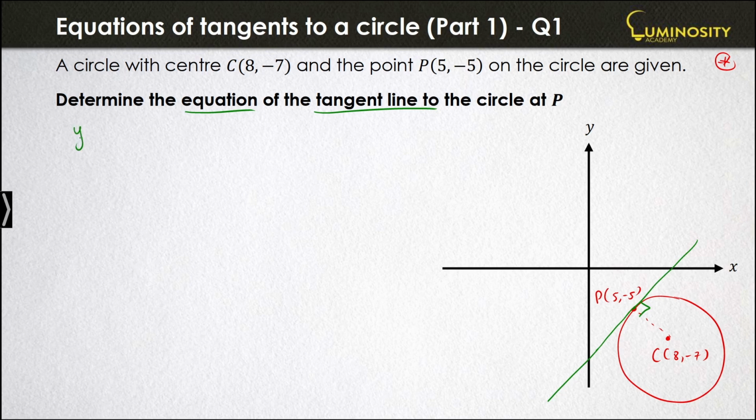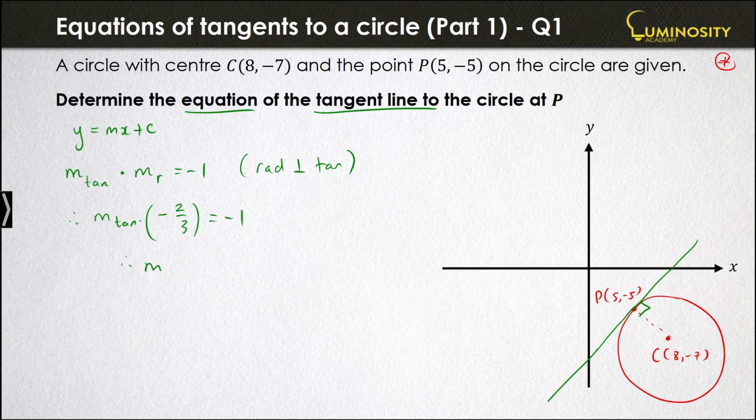So to find the equation of this line, y = mx + c, the tangent line, we first of all note that the gradient of the tangent times the gradient of the radius must be -1. That is because your radius is always perpendicular to your tangent in a circle. So we have the gradient of the tangent times negative 2 over 3 equals -1. If I get rid of this negative 2 over 3 by multiplying by negative 3 over 2, I get the gradient of my tangent is positive 3 over 2. And that makes sense, the line is increasing from left to right.